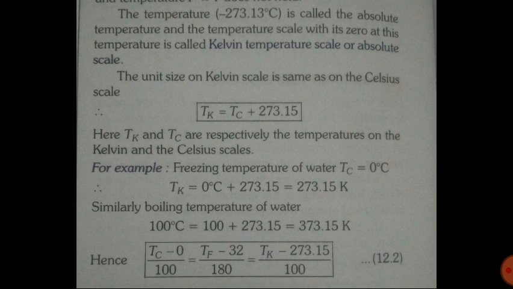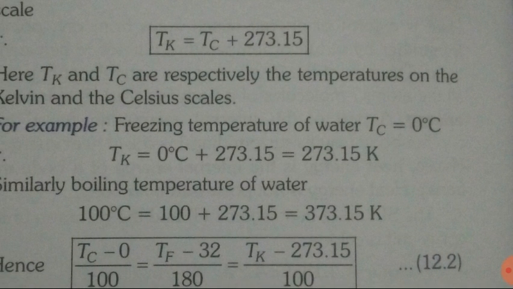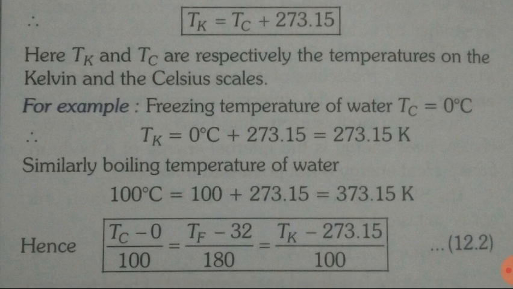Here you can see Tc, that is temperature in Celsius, is 0 degree. At that time the temperature in Kelvin is 273.15 degree, because there is a difference of 273.15 between centigrade and Kelvin. So the boiling point of water here will be 100 plus 273, that is 373 Kelvin.